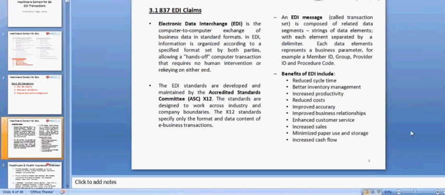EDI is basically an infrastructure that every organization should have. It enables electronic transmission of healthcare information. Here we are talking about healthcare information, so all the healthcare standard HIPAA transactions are sent through an EDI. It's basically a computer-to-computer communication, from a provider to a payer, a payer to a clearinghouse, or from a clearinghouse to the provider.